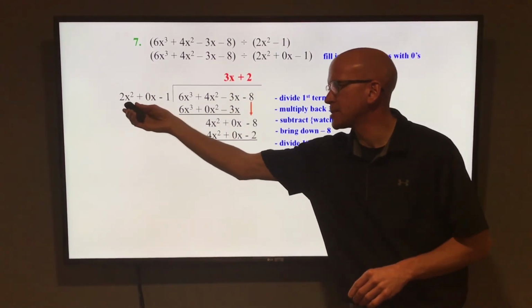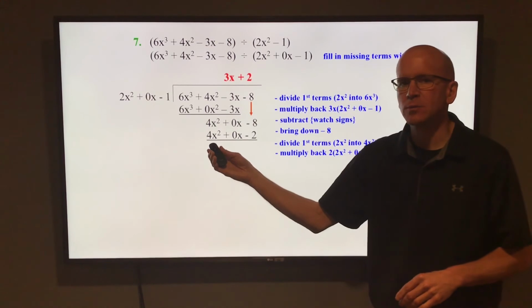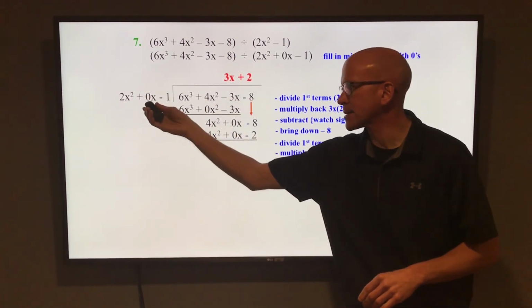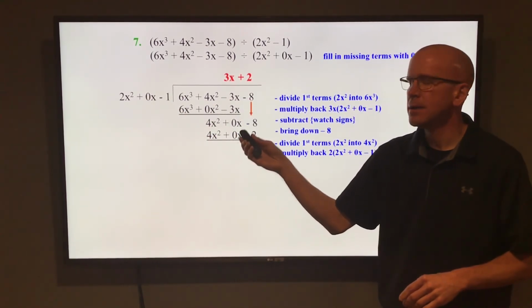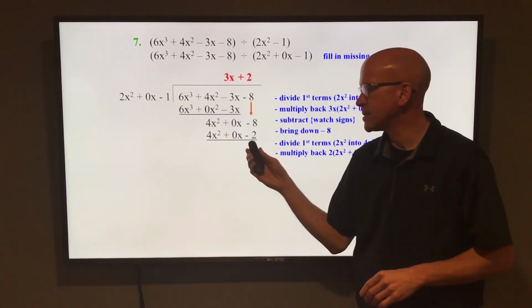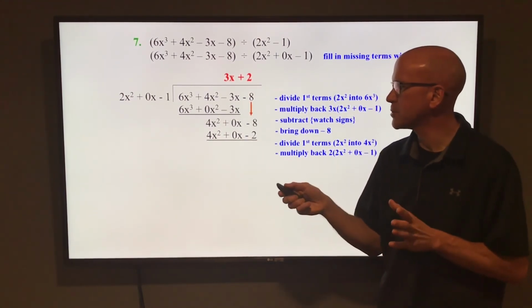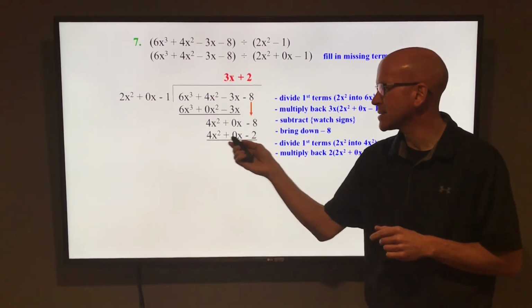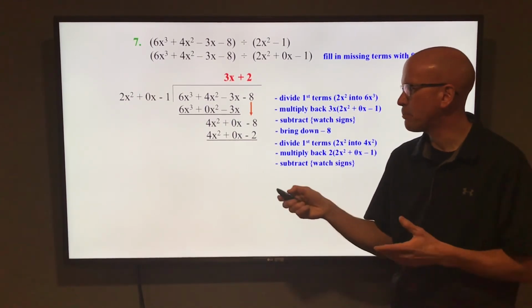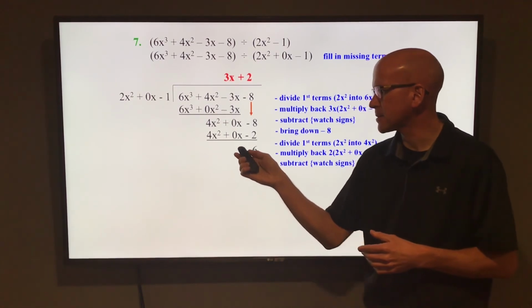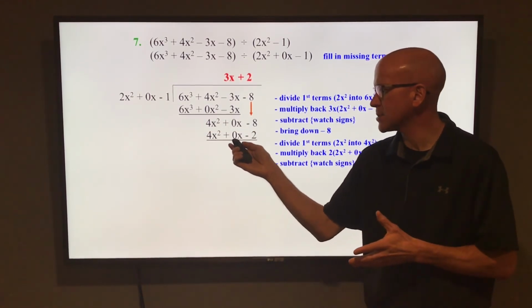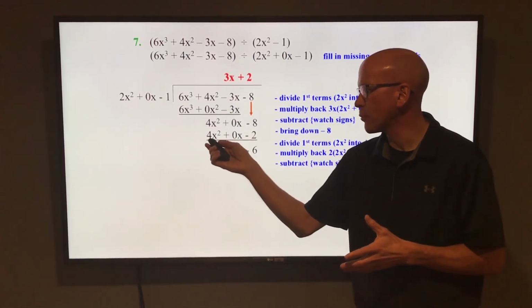So take 2 times 2x squared, that is 4x squared. 2 times 0x, that is 0x. And 2 times negative 1, that is negative 2. After you multiply back, then subtract. Watch your signs. Negative 8 minus a negative 2. That'd be negative 8 plus 2, and that is negative 6. 0x minus 0x is just 0, and 4x squared minus 4x squared is 0.